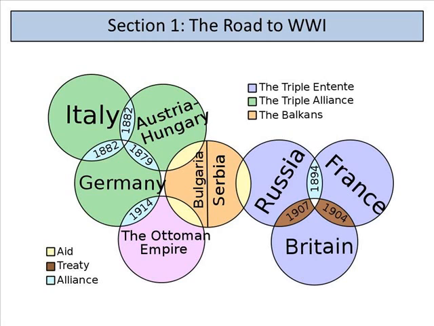Now, what you can see in this picture is basically the breakdown of all of the alliances that were discussed earlier. So you can see the green is the Triple Alliance, where you have Italy, Austria-Hungary, and Germany.